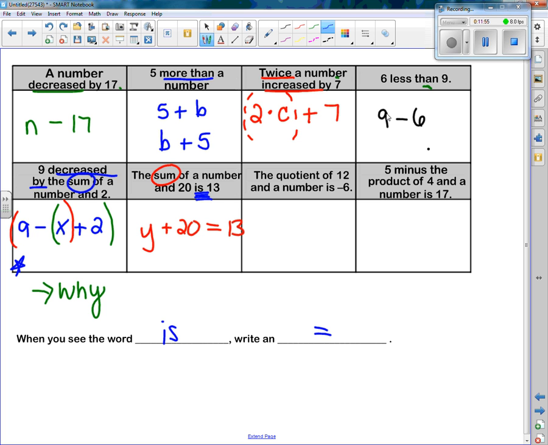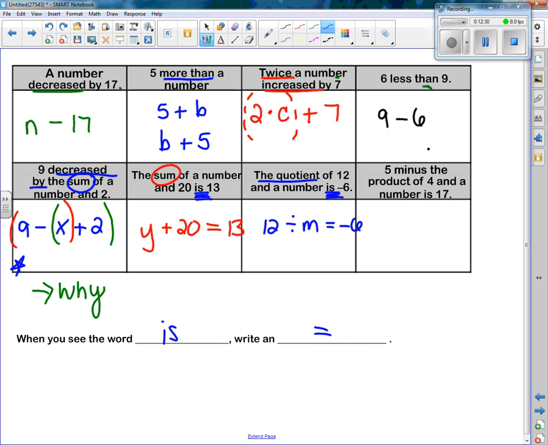Let's look at the next one. Right away, we see the word is, so we know that we're working with an equation again. Let's read it. The quotient of 12 and a number is -6. I see this word, the quotient, which means we're going to be using division. That should also key you off that order is important here, so we're going to keep this the same. The quotient of 12 and a number, so we're going to write 12 divided by some number m is -6.